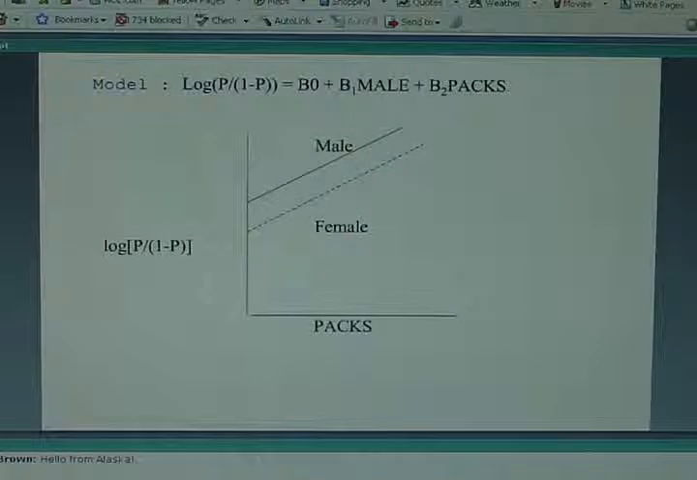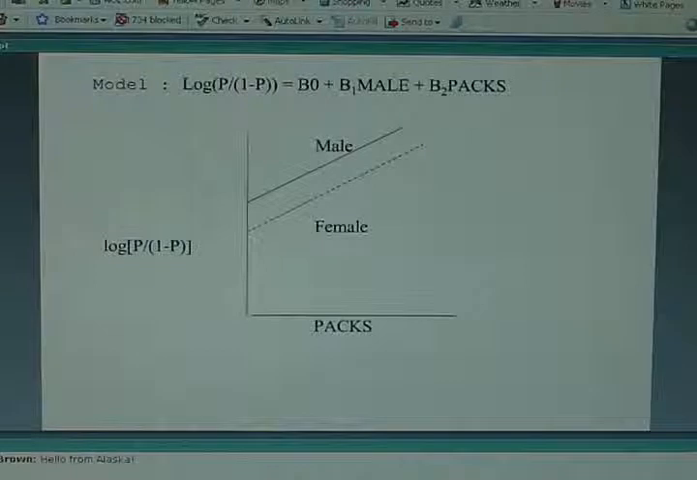log odds of disease. And on top of that, we're assuming, again, additivity. We're assuming that the effect of being a male rather than a female is measured by B1, regardless of your level of smoking. The gap between these two straight lines is the B1 term.